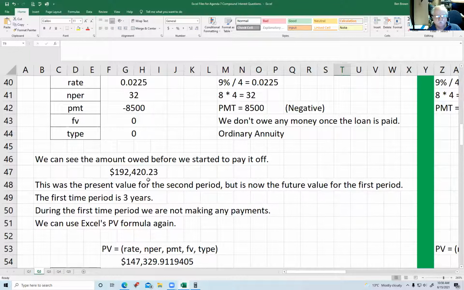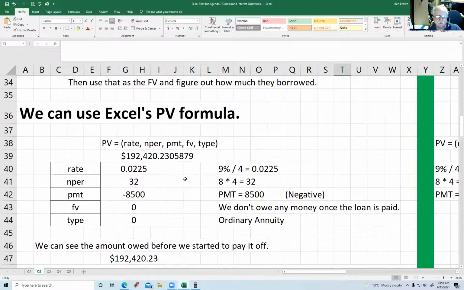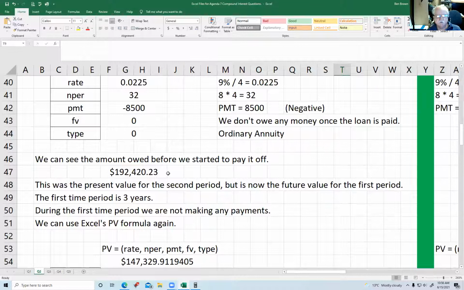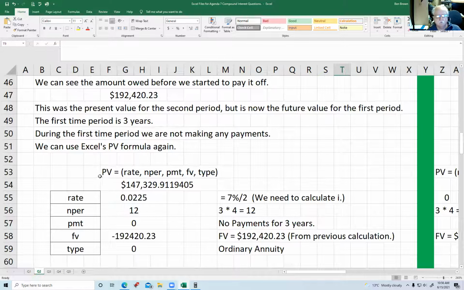So what we find is that the amount of money they were owing before they started to pay it off was 192,000. So now we're going to work up to the 192,000. We're still calculating present value.